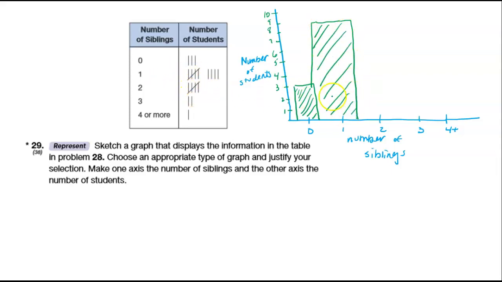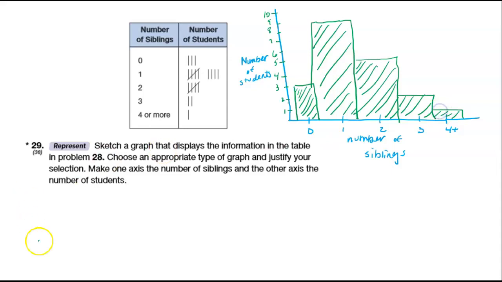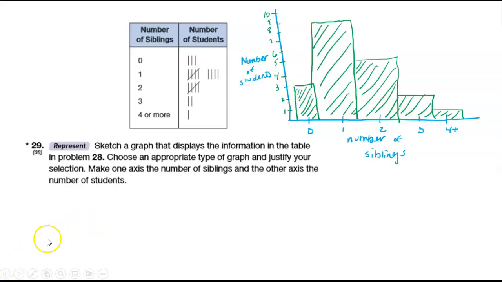And then, let's see, we have 5 with 2, so 5. Oh, my word of mercy. Okay. And then 3 with 2. And then 4 or more, there was 1. That's what it should look like. Oh, that's it. Okay. Let me know if you have any questions.